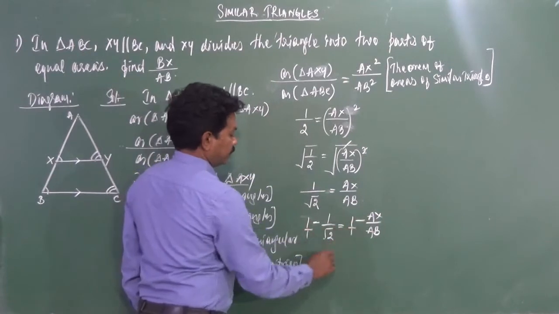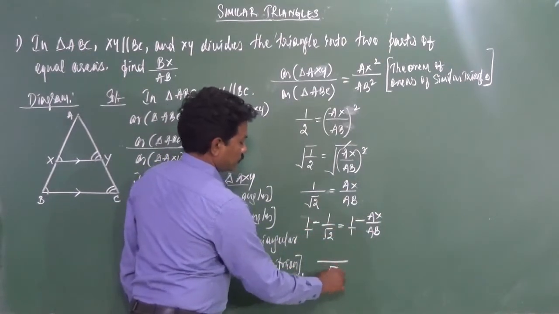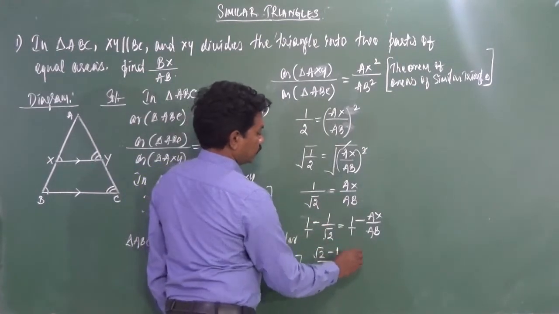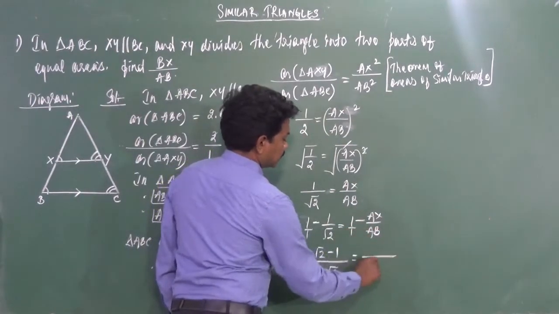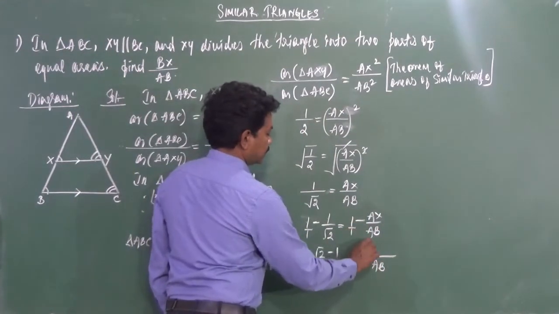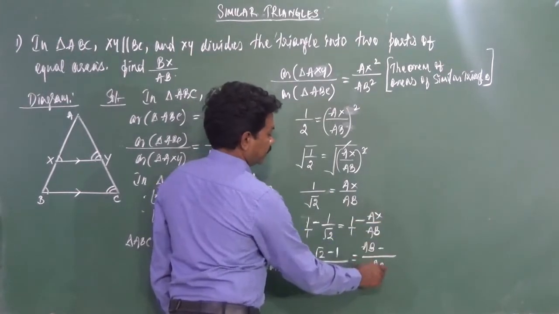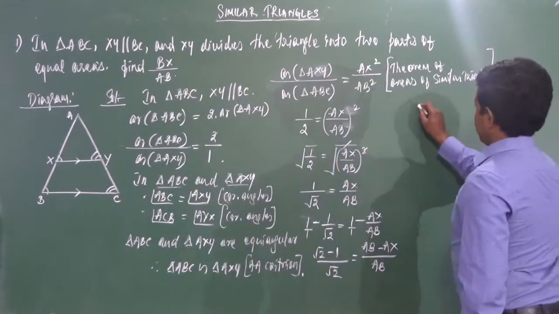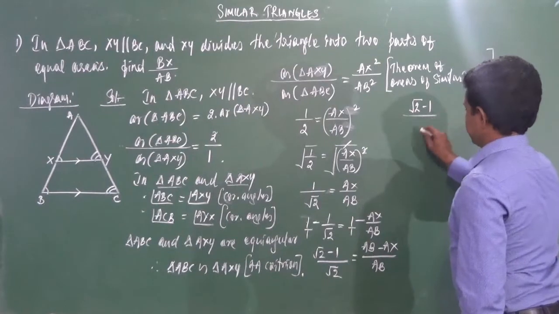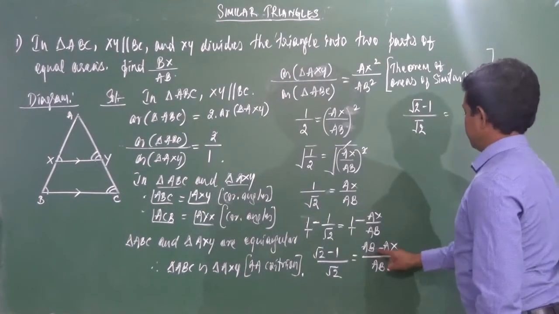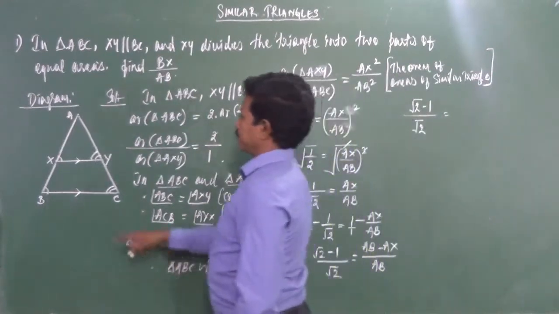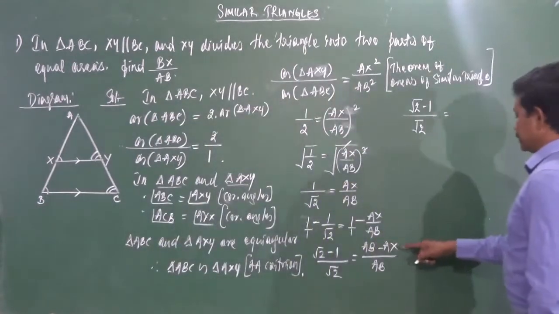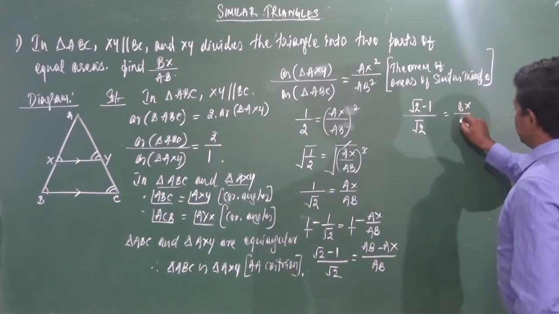So 1 is 1 by 1. The LCM of 1 and root 2 is root 2. So 1 by 1 into root 2 is root 2, minus 1 by root 2 into root 2 is 1, is equal to, okay, the LCM of 1 and AB is AB. 1 by 1 into AB is AB, minus AX by AB into AB, the AB cancels, so remaining is AX. So therefore, root 2 minus 1 by root 2 is equal to AB minus AX by AB. From the figure, AB minus AX is BX. So instead of AB minus AX, I can write BX by AB.